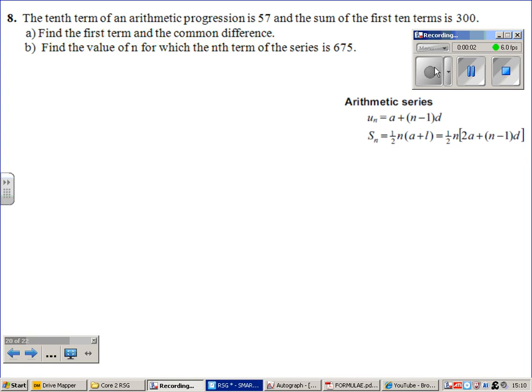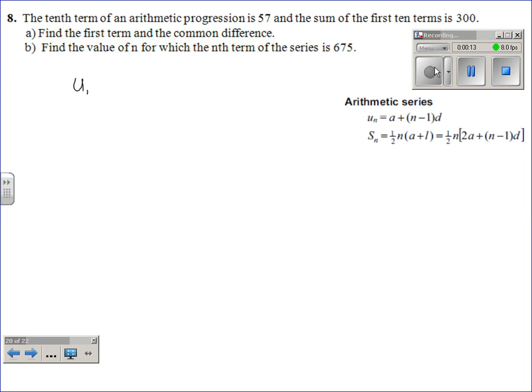Okay, question 8. We've got the 10th term of an arithmetic progression is 57 and the sum of the first 10 terms is 300. So before we even start, we can just write down that in short. The 10th term, so u of 10, is 57, and the sum of the first 10 terms is 300.